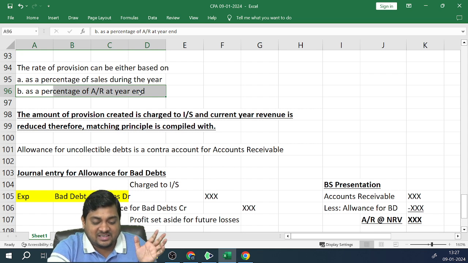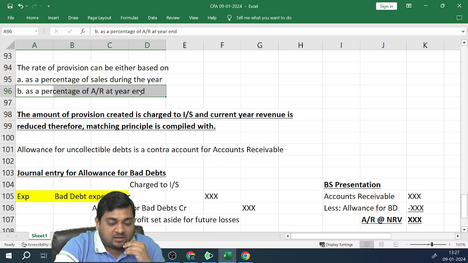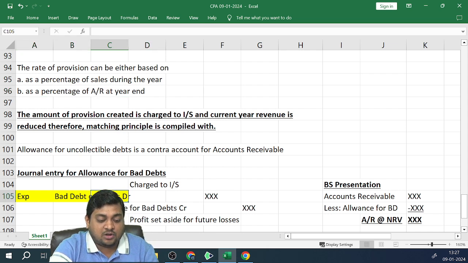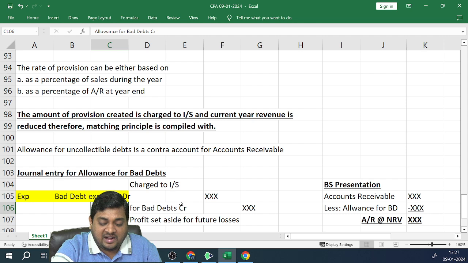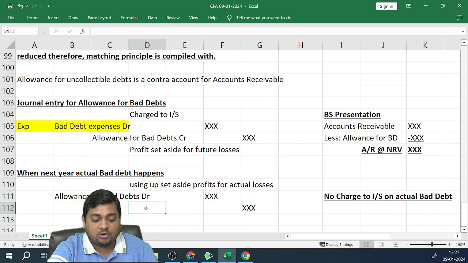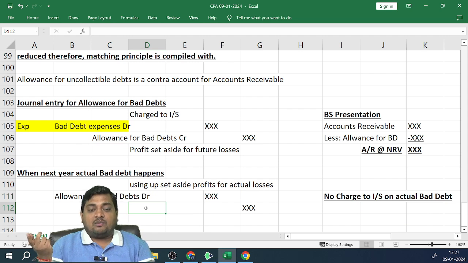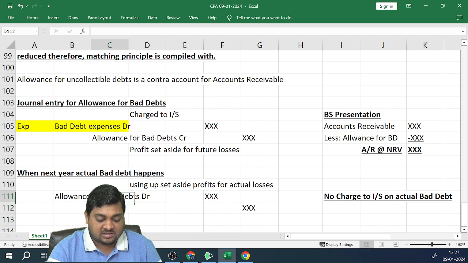The concept I have explained to you, right? We simply estimate the amount of losses and we create a contra account valuation for this future loss, right, by crediting allowance for bad debt. And when bad debt actually happens, in that case we are not going to again charge our income statement, right? We are going to use up this allowance, right?